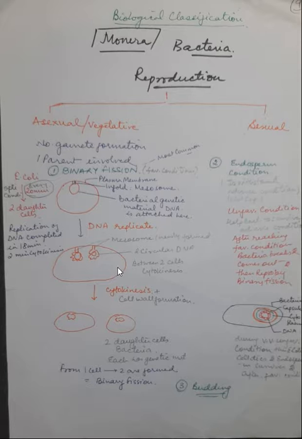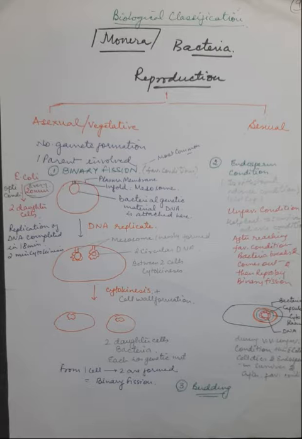Now, what happens after this? The next step would be that the entire cell would divide, and there will be no cell wall formation in this, and the cytoplasm divides to form two daughter cells in case of bacteria, and each daughter cell contains genetic material. So, here from one cell, two daughter cells are formed, and that is called binary fission, when all the conditions are optimum.